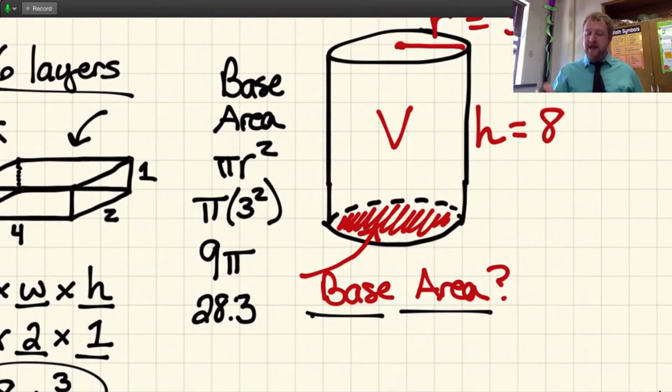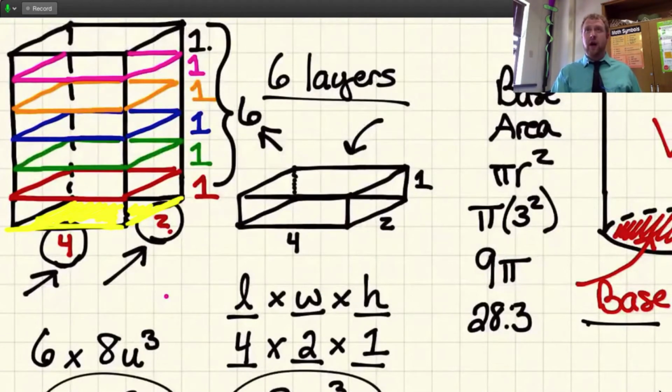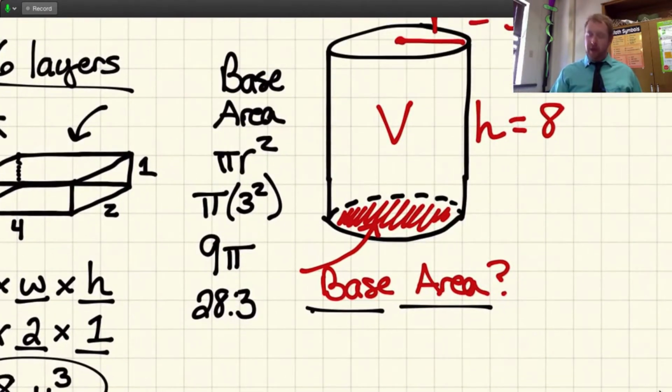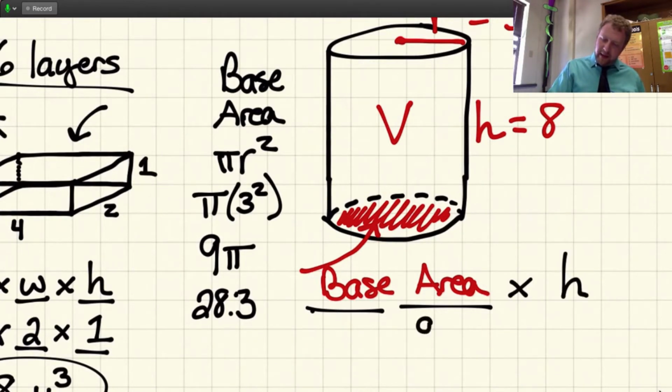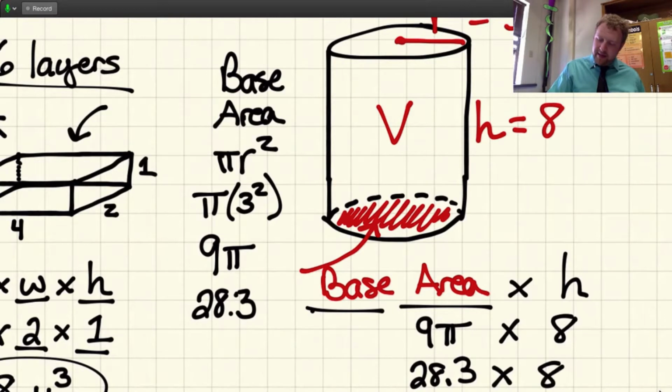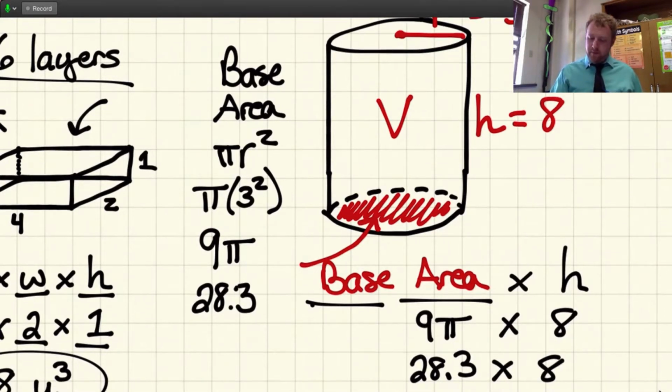Then I find the base area, like I did over here, the yellow part, and I multiply it by the height. What's the height of my cylinder here? Isabella? 8. So I would take the base area and I multiply it by height. So I take my 9 pi and I multiply it by 8, or I can take 28.3 and multiply it by 8. I'm going to get the same answer either way. All right, what's 9 times 8? Caitlin? 72.